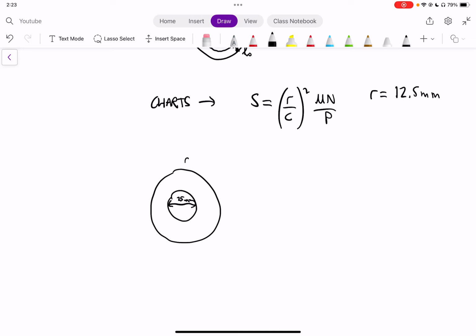And then this is 25.03 millimeters. So I'm making a very big gap just to make the point. Now, C is the distance from here to here.